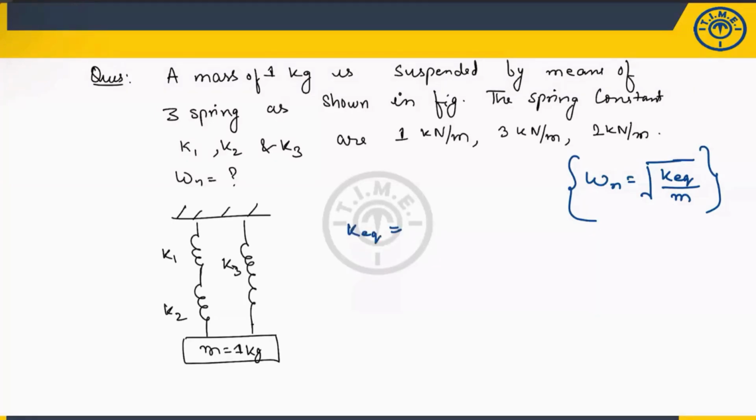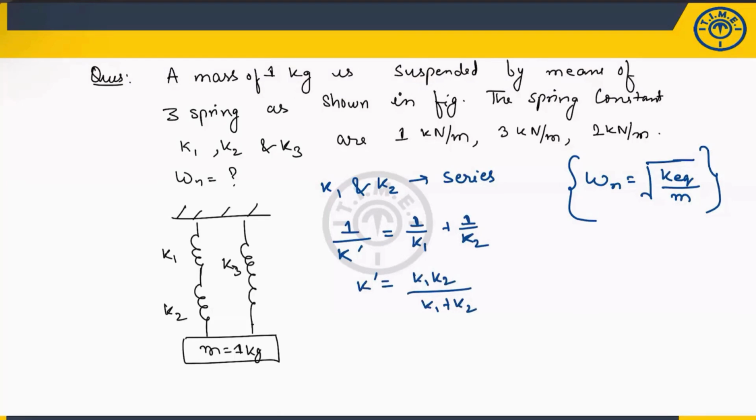The equivalent you can easily calculate. Let us suppose I am denoting it with K dash. K1 and K2 are in series, so can I write 1 by K1 plus 1 by K2? So K dash, can I write K1 K2 divided by K1 plus K2? Please remember this one also. If you are remembering this, then there is no issue. Sometimes if two springs are connected in series, directly you can use product over sum of the two springs. So K1 K2 is nothing but 1 and 3, so this will become 3 divided by 4.